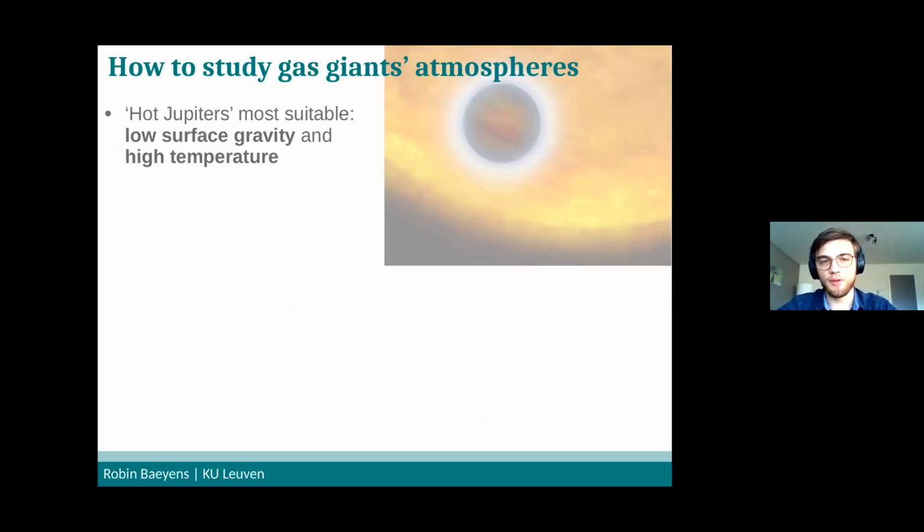Now a little bit more on how the atmospheres of gas giants, mainly hot Jupiters, are studied. I already said hot Jupiters are the most suitable because they have low surface gravities and high temperatures. Both of these effects form a thick, very extended atmosphere, so there's quite a lot of signal to detect there.